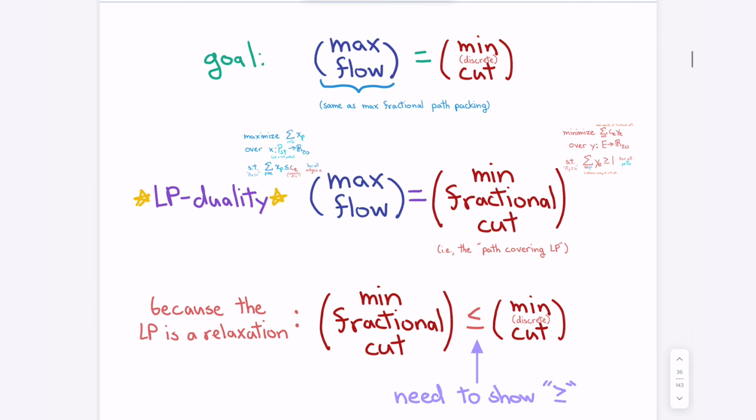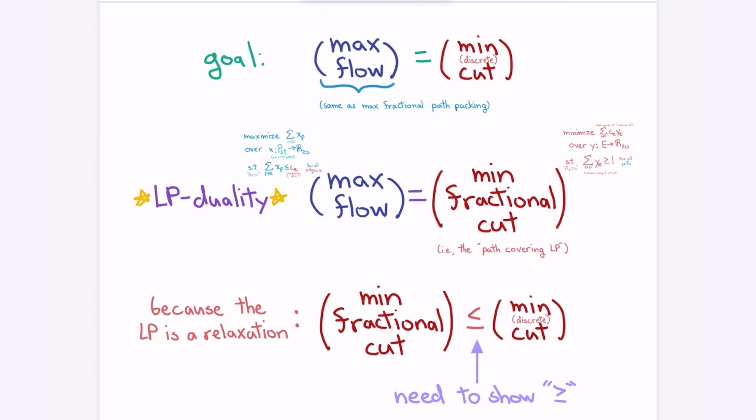So what do we know? LP duality, just by looking at the LPs, you know that max flow is equal to some kind of min fractional cut. But it's not the max flow min fractional cut theorem, it's the max flow min cut theorem. So we want to somehow show that. And we know that since this LP is a relaxation, the min fractional cut value is at most a min actual discrete cut. You have to actually take edges. And what we want to show is equality, or greater than or equal. And then we'll have an LP-based proof of the max flow min cut theorem.